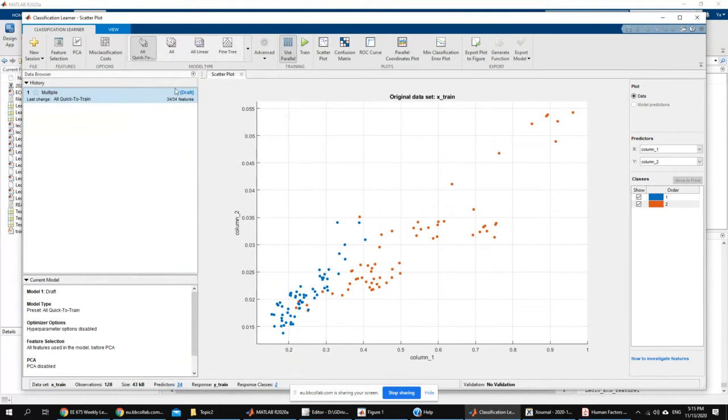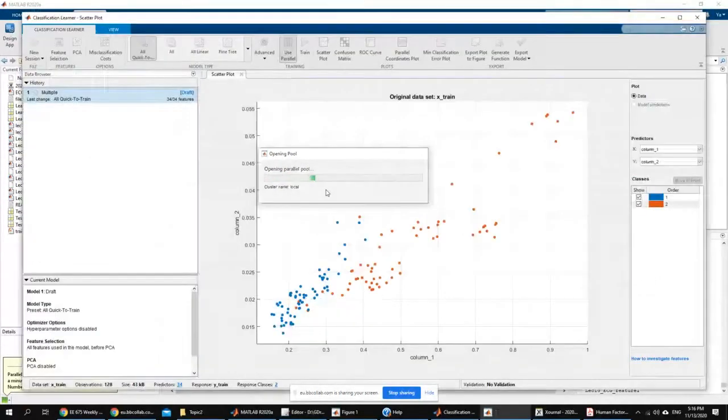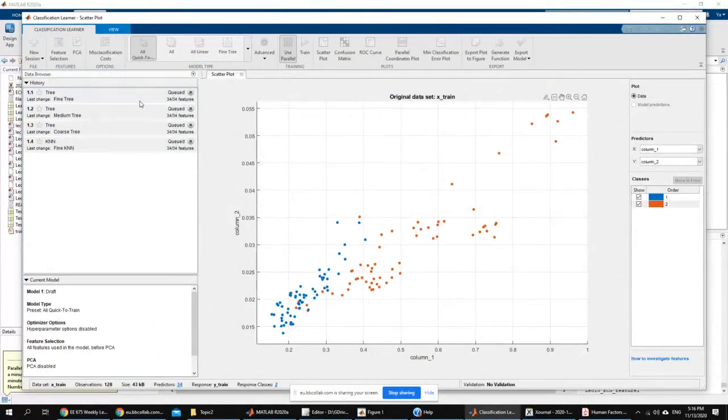Whenever you choose that, you just start by clicking train. It's still starting the parallel pool. The first time you do that, it takes a few seconds to start the parallel pool so that it can use parallel processing to compute your results. So just do that once at the beginning, and later on it's not going to do it again. If you use it again, it's not going to do anything. So now it's going to start.